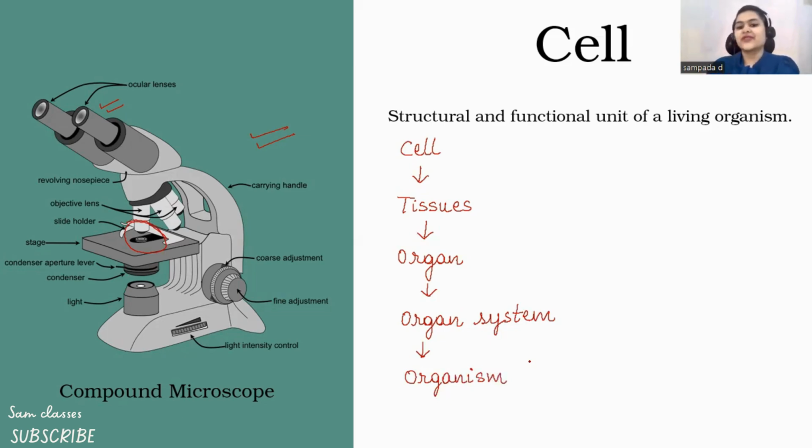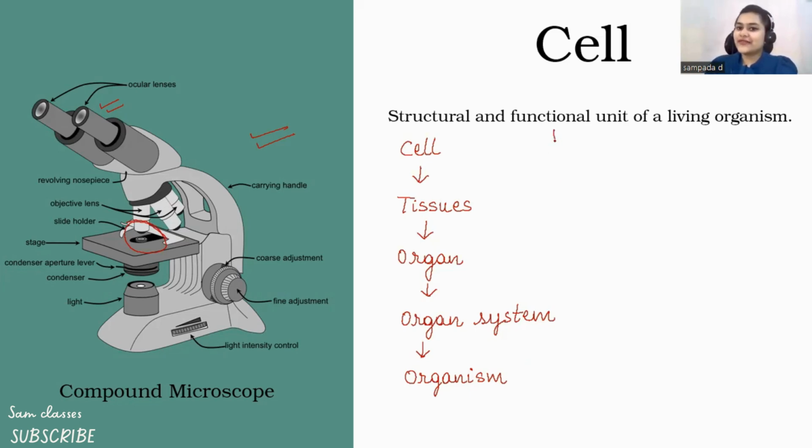So this is how it works. As we can see, a number of bone cells combine together to form bone, right? A number of parenchyma cells combine together to form parenchyma tissue. And finally, it forms the organ of the plant. So that is how it works.